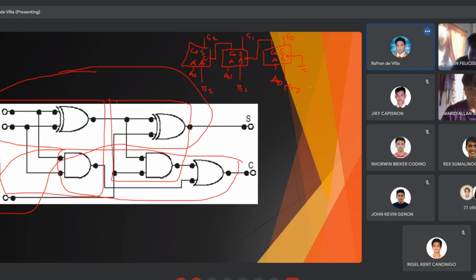Okay? So knowing this design, mas i-construct nimo. Let's say if you'll be adding 4-bit numbers, then add na pud kag laing full adder circuit diri.